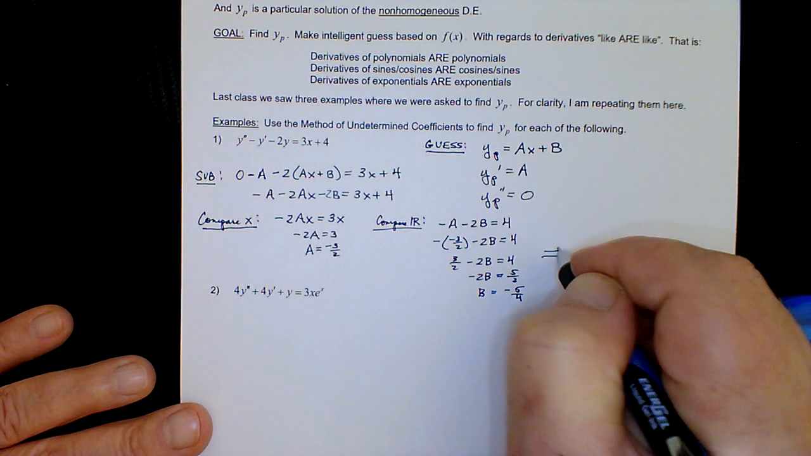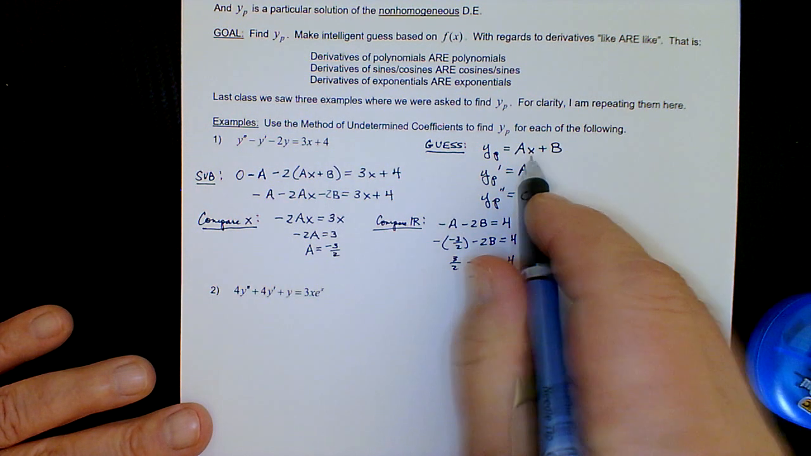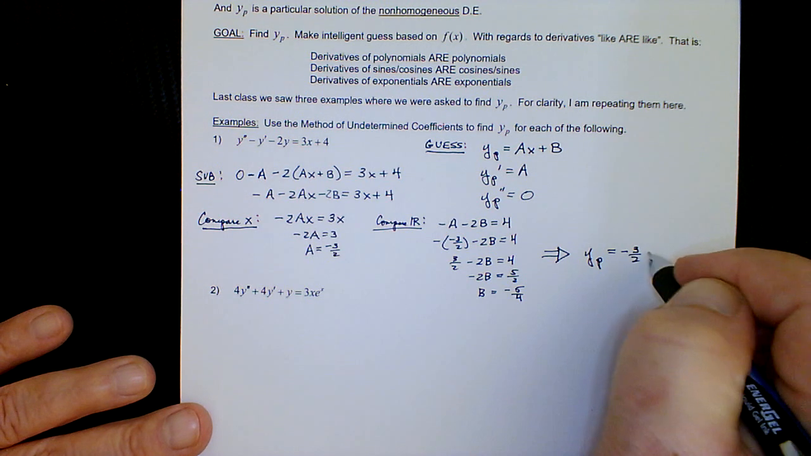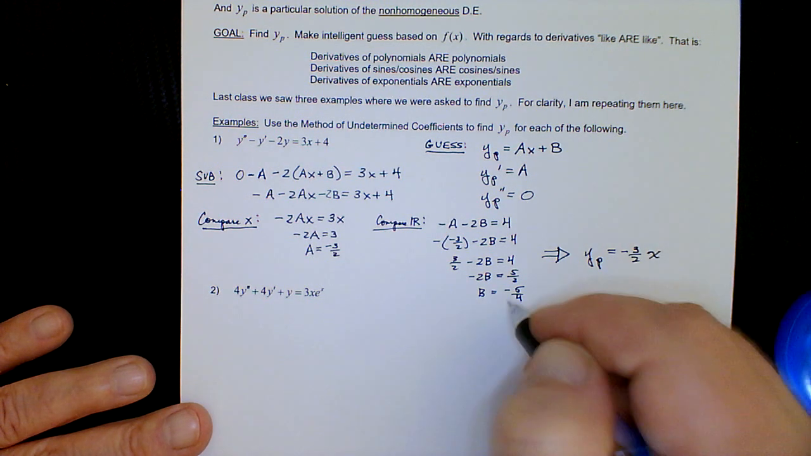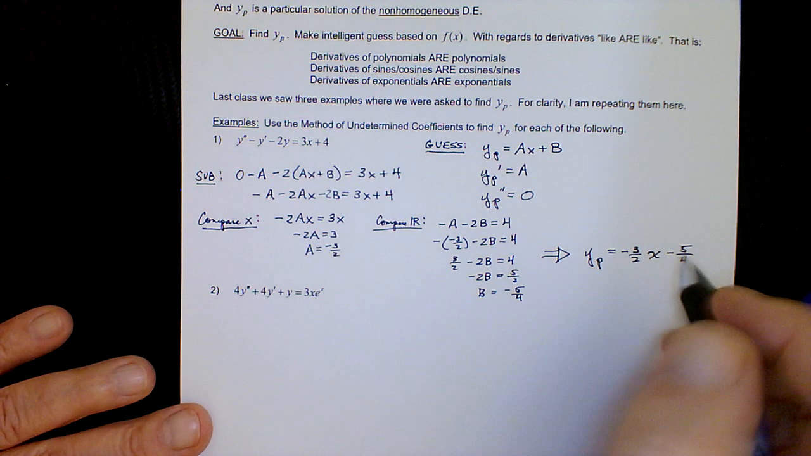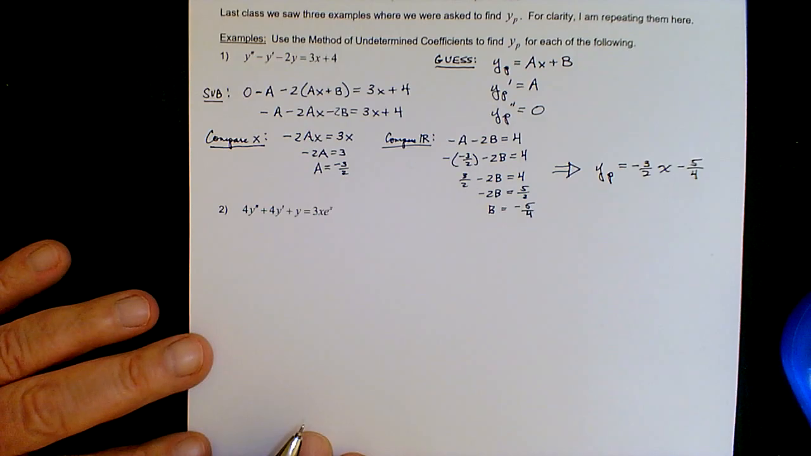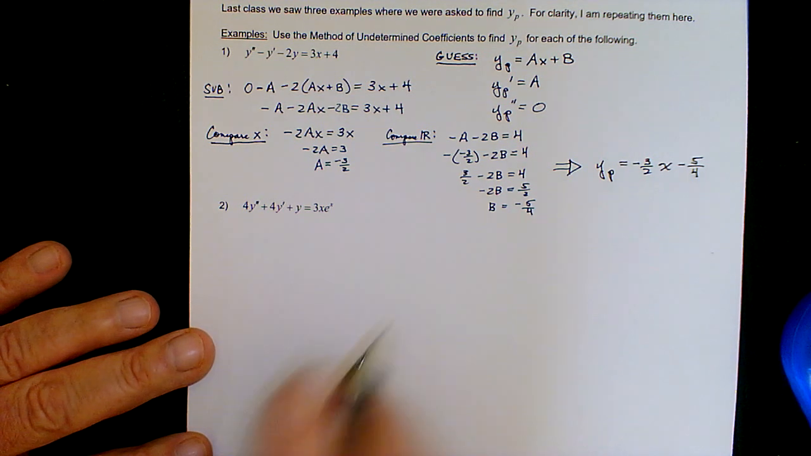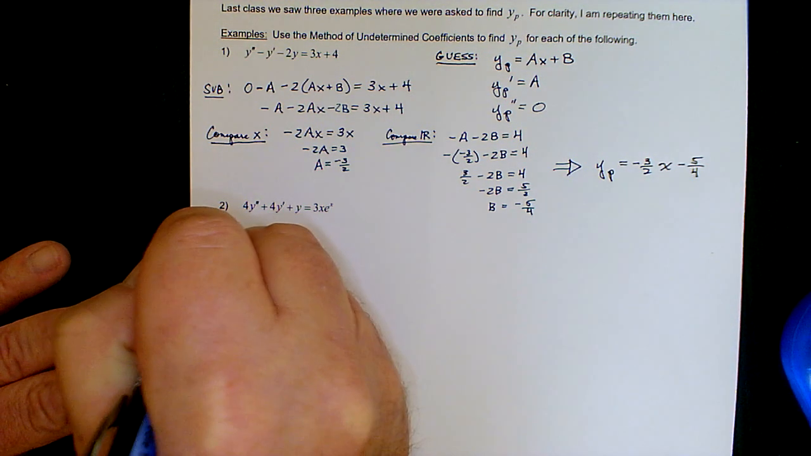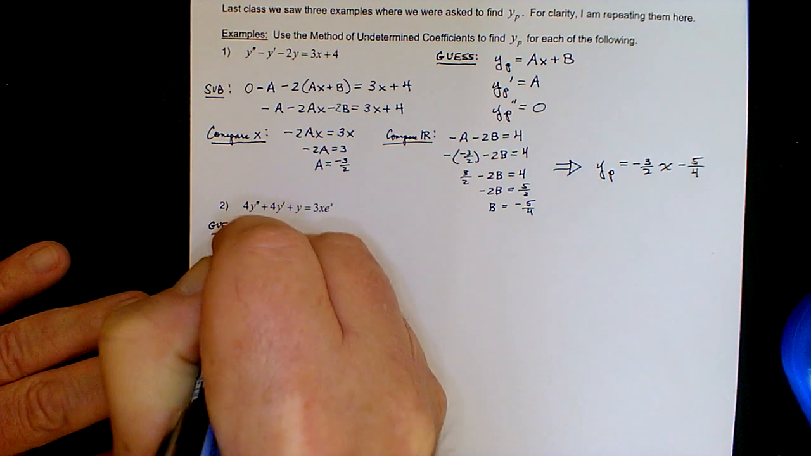So then our solution for y sub p is just ax plus b. A was negative 3 halves, x, and then plus b, negative 5 quarters. Okay, so that one worked out nicely. And doing the second example, here in terms of our guess, I'll make the guess right underneath here for y sub p.